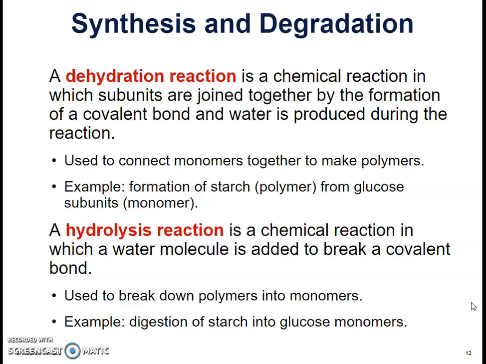Synthesis and degradation. A dehydration reaction is a chemical reaction in which subunits, so those monomers, are joined together by the formation of a covalent bond, meaning they're sharing those electrons, and water is produced during the reaction. So the removal of that water molecule causes the two monomers to bond together to make a polymer. So if we take a bunch of glucose molecules, which are our monomer, and we bond them together in this way, we can form a starch molecule, which is a polymer.